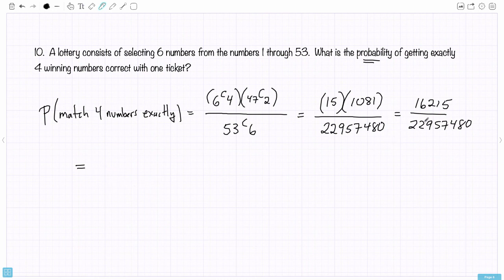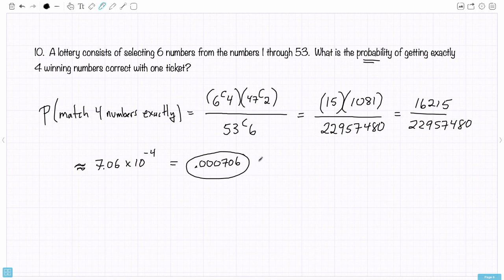So if I type that, 16,215 divided by 22,957,480, you get about 7.06 times 10 to the negative 4 in scientific notation. And you could leave the answer in scientific notation, that's fine. But just because it's a lottery, it seems interesting to put it in standard notation to interpret how close this is to 0. The negative 4 means I'm going to move the decimal 4 places to the left. So I just tack on 3 zeros and then 706. So this is a little more than 7/10,000ths as far as the fractional probability.